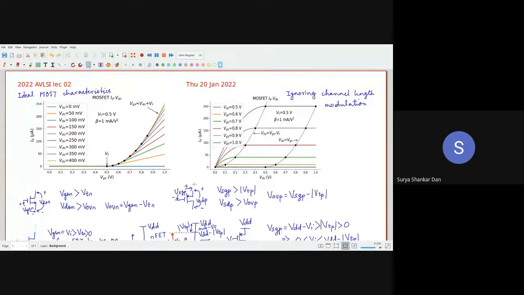Today we are going to carry forward whatever we had studied in our previous lecture. But what we will do is, with the very basic ideal MOSFET characteristics which we obtained in our last lecture, we will try to design some very fundamental circuits, like a static CMOS inverter itself. But we will understand it from the perspective of what is happening inside the device.